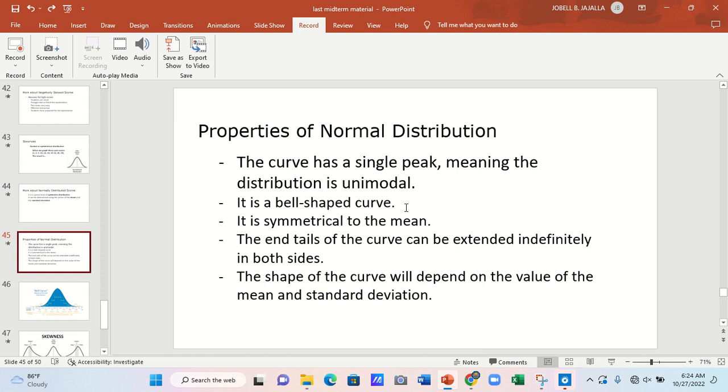The third one, it is symmetrical to the mean. Symmetrical siya pag normal distribution. Asymmetrical siya pag tawagon nato na negative skew and positive skew. For the fourth one, the end tails of the curve can be extended indefinitely in both sides, and the shape of the curve will depend on the value of the mean and the standard deviation.